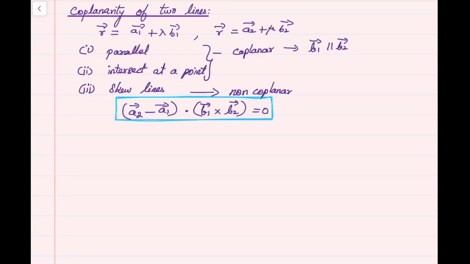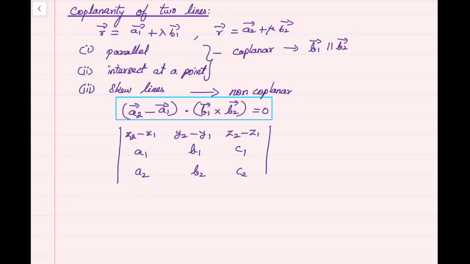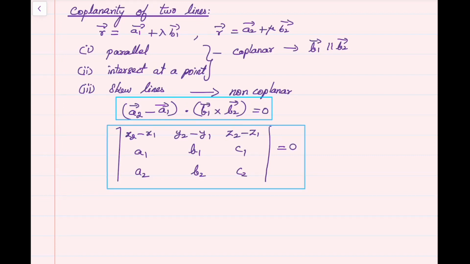And the Cartesian form of this equation is a2 minus a1. This is a scalar triple product. We can write it as a determinant. a2 minus a1 is x2 minus x1, y2 minus y1, z2 minus z1, and components of the b1 vector we will take as a1, b1, c1, and components of the b2 vector be a2, b2, c2. So, this determinant value has to be 0. This is the coplanarity condition for two given lines.